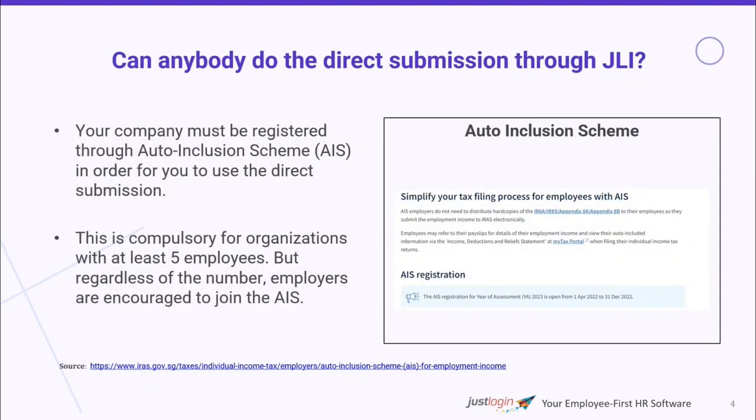So who can access or do the direct submission through JustLogin? You will have to be registered through AIS, the Auto Inclusion Scheme, in order for you to use the direct submission. So this is compulsory for organizations with at least 5 employees. But regardless of the number, employers are encouraged to join AIS.